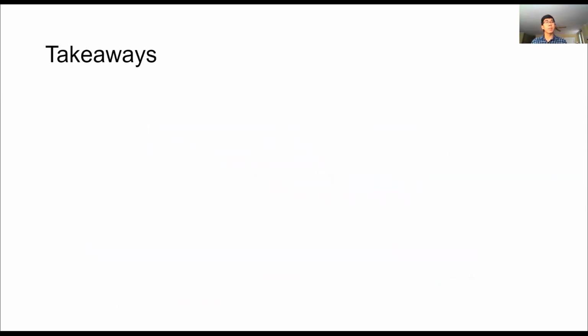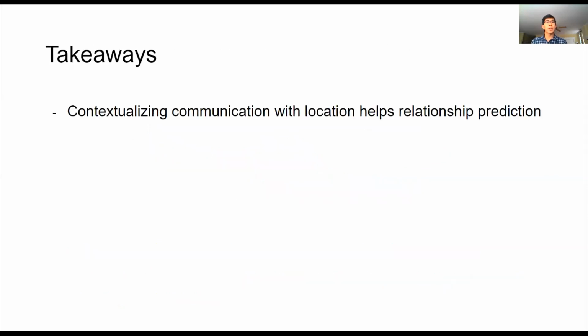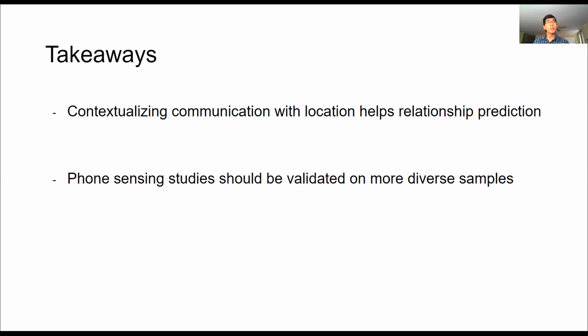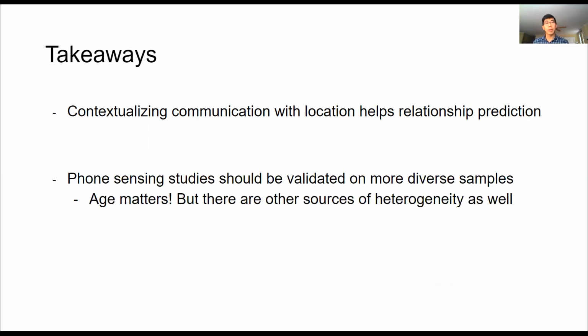So what are the takeaways from our work? The first is that contextualizing communication with location data improves performance. The second, broader takeaway is that phone sensing studies should be validated on more diverse samples. Here we have examined how age interacts with communication, but there are other sources of variation in these studies that need to be considered as well, such as employment status, baseline mental illness, and so on.